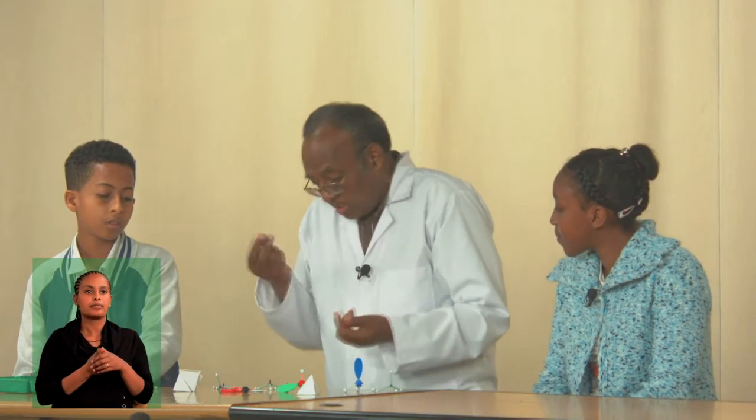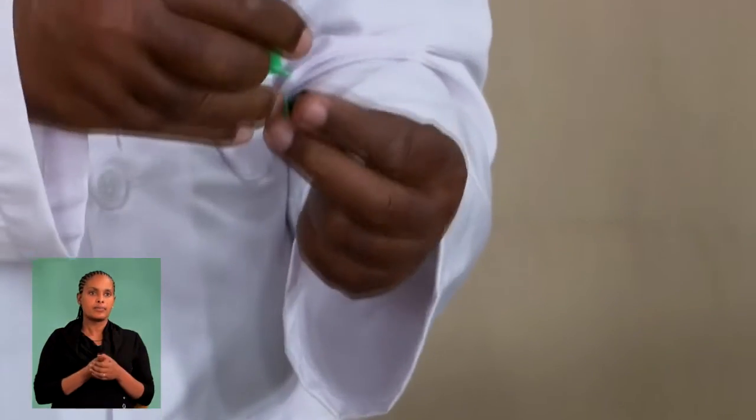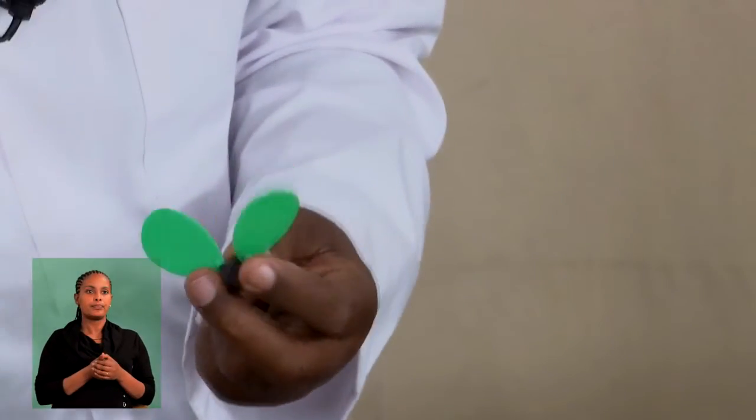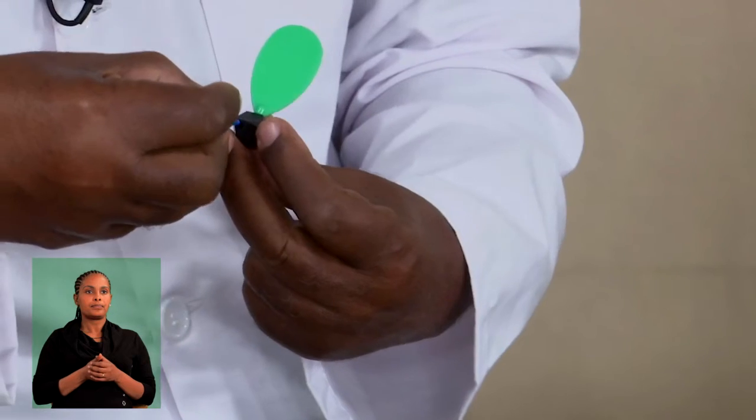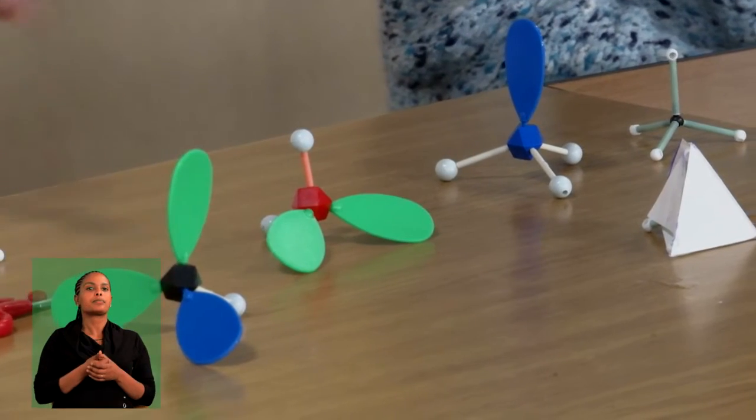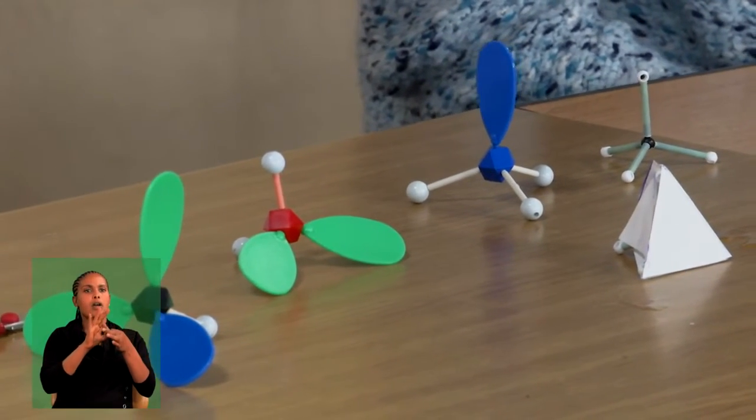Why does it require one? Because it wants to be 8. So how many valence electrons does it have? 7. But it requires only one. So this is hydrogen with one electron. This is a bonding pair. The others are pairs of electrons, non-bonding. 2. 3. This is what we call hydrogen fluoride. How many bonding pairs? 1. How many non-bonding pairs? 3.